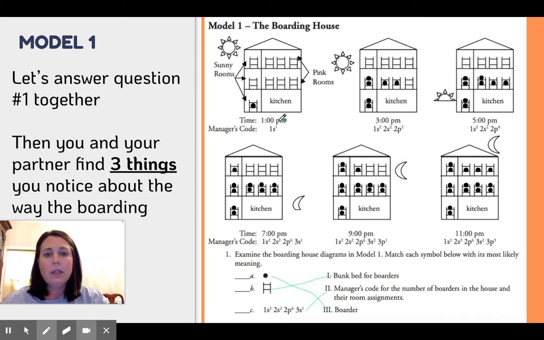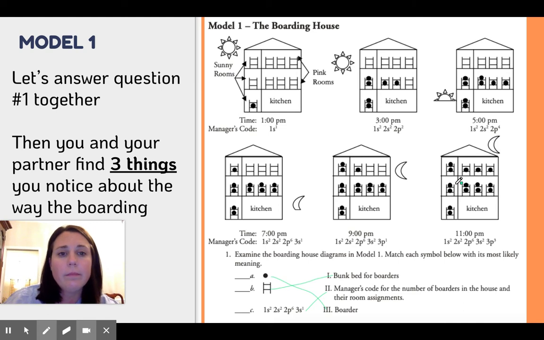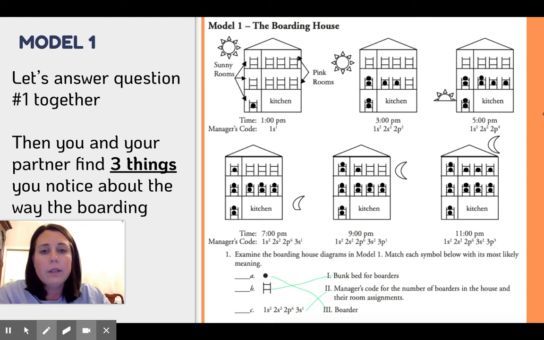So let's look and see what are a couple things that we notice. I'd like for you to pause here and take a minute to look at how they're filling up, the order that the boarders are loading up the beds, and see if there are a few things that you notice about it. Okay, so hopefully you have a few things that you've noticed.